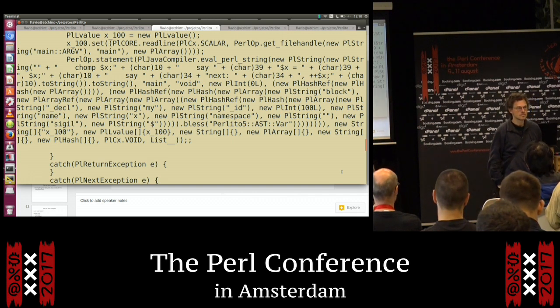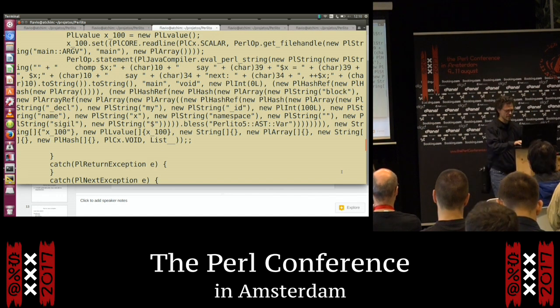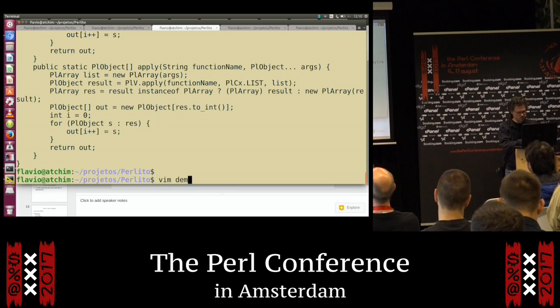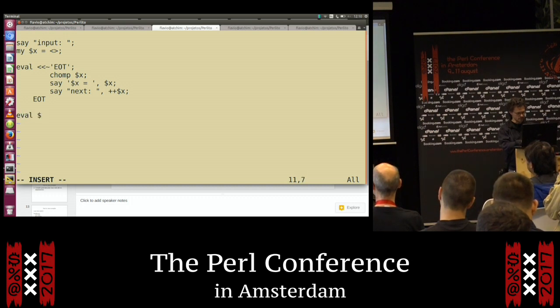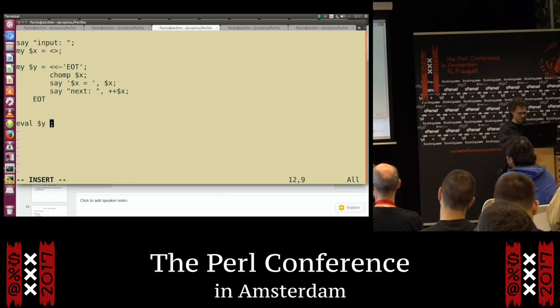What if you have a variable? Then it will eval the variable. Yeah, then it will concatenate, and let me do this demo eval. Let's see. So let's put this eval, let's make eval dollar y. Let's put here my y equals this, and let's say y dot. Is this what you mean? Yeah, then I believe it should just work, but you never know.